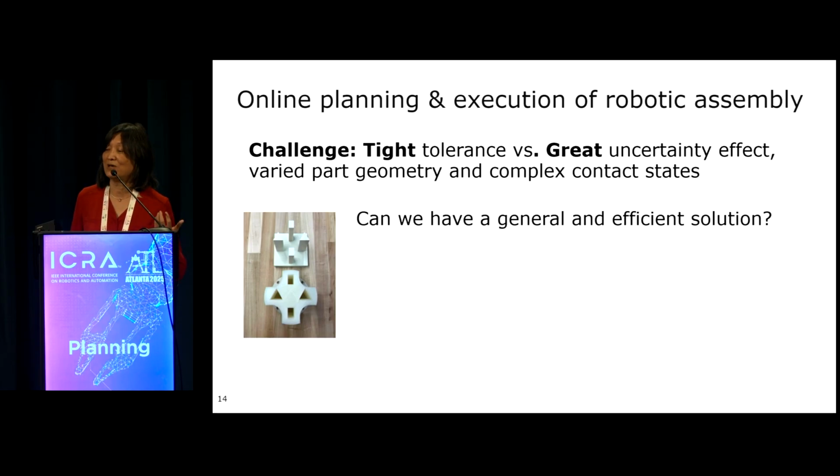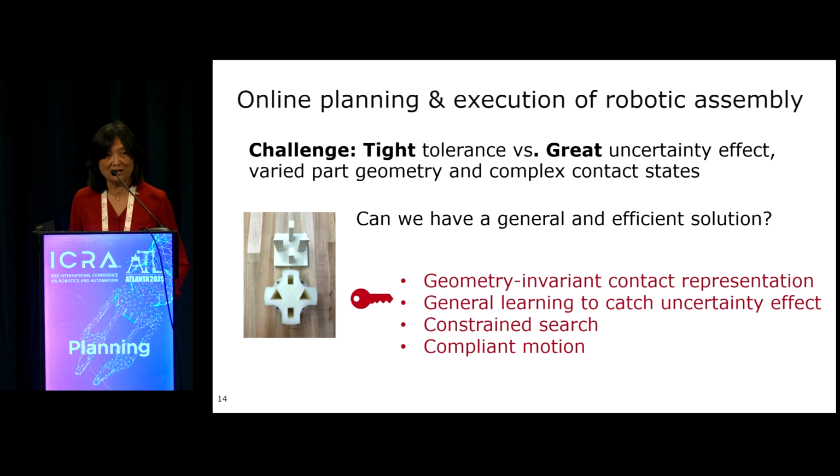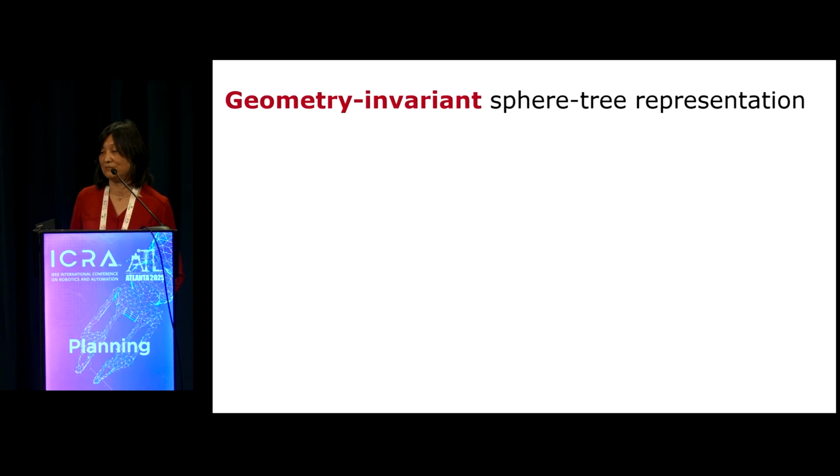The question is, can we have a general efficient solution? Our experience shows that we need geometry invariant contact representation, general learning to capture uncertainty effects, skill learning, and constraint search with compliant motion.